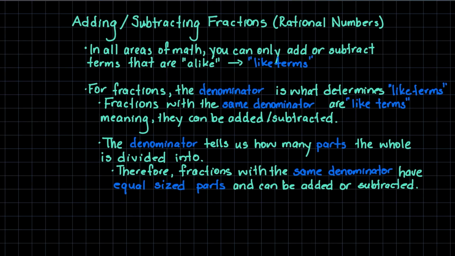The denominator is what tells us how many parts the whole is divided into. Therefore, if fractions have the same denominator, they're going to have equal size parts. And because the parts are equal in size, they can be added or subtracted, because that's what makes them like terms. As we go through this lesson, I want you to think about apples and oranges. You cannot add apples and oranges. You just have to keep them separate. I've got 2 apples. I've got 3 oranges. Same thing applies to fractions. The denominator is telling us what group this belongs to, and we can only add the fractions or subtract the fractions that are part of the same group.